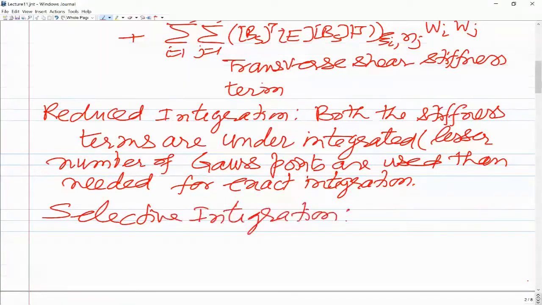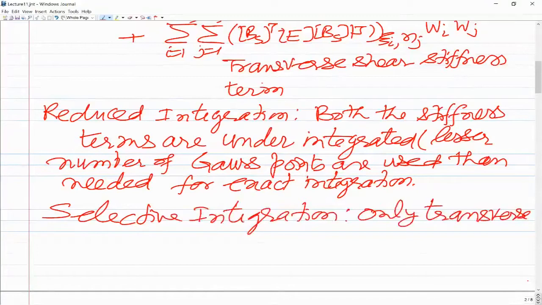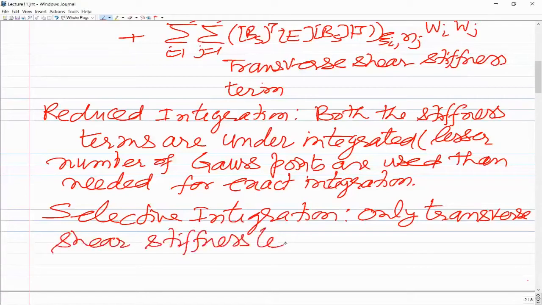only the transverse shear is treated. Selective means some selected term. As the name suggests, there is a selected term, and here that term is the transverse shear, because that is the one which is causing the shear locking. That is the main term. So in this, only the transverse shear stiffness term is under integrated.